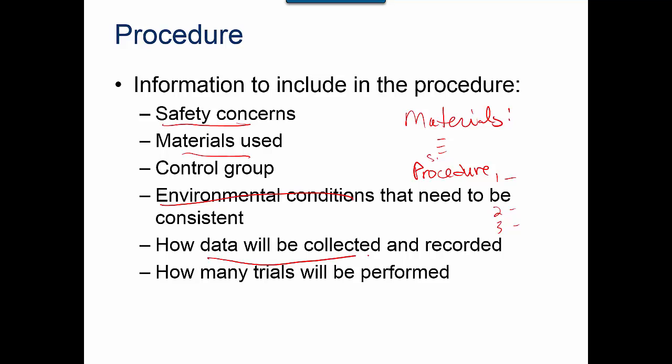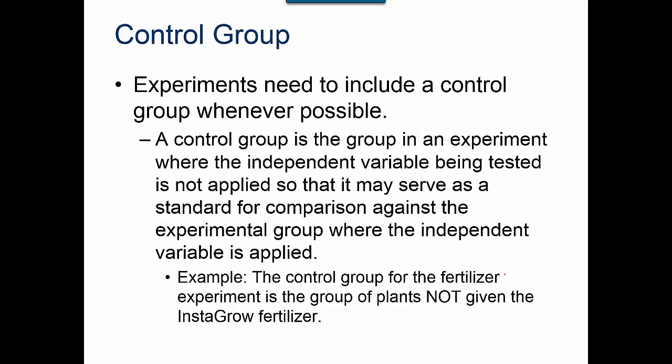You also want to make sure that in the procedure you tell them when to collect the data. So are we recording the height of the plant once a day, once a week, every other week, once a month? They need to know that. And then how many trials are they going to perform? Are they just going to do this once? When they're finished, are they expected to do it again? Okay, in all of our experiments, I'm going to expect these bottom 2 to also be in there. How are you collecting your data, and how many trials are you going to do?